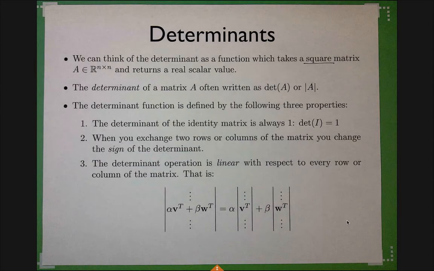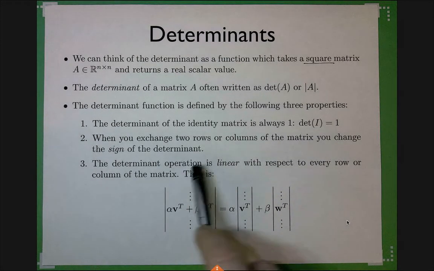And if I do them 3 times, then I'm back to the negative sign, or really the opposite sign. I mean, if I started with a negative sign, then the flip gives me a positive sign, right? It's like multiplying by -1. That's what it really means. Clear? And the third property is that the determinant is linear.